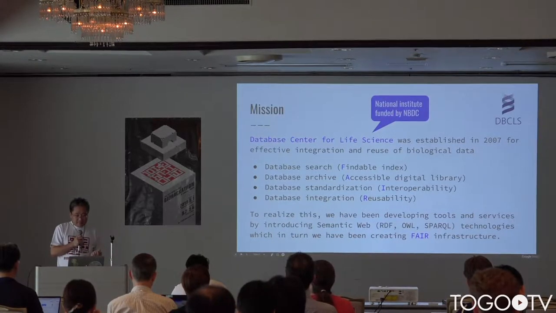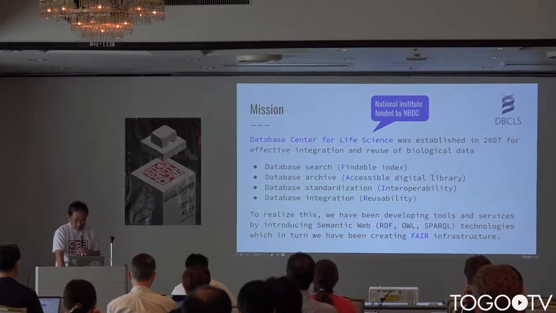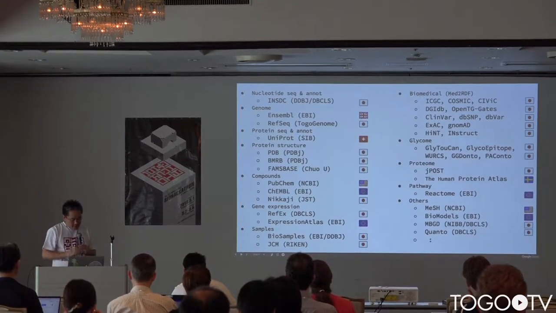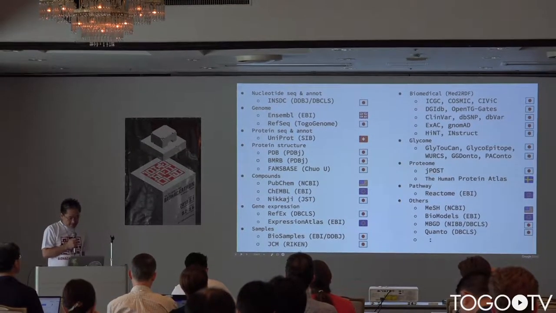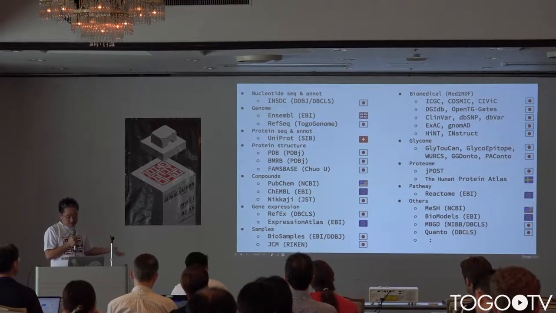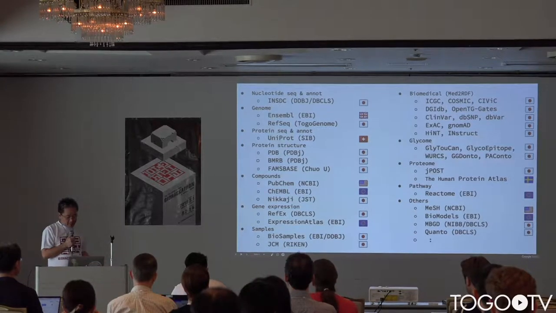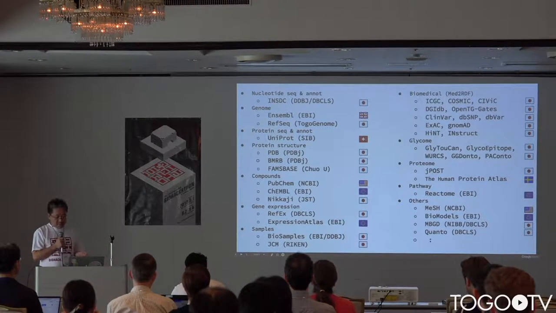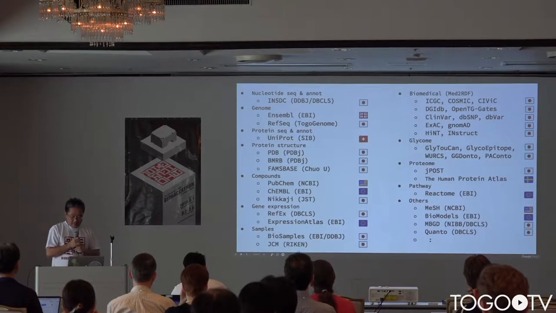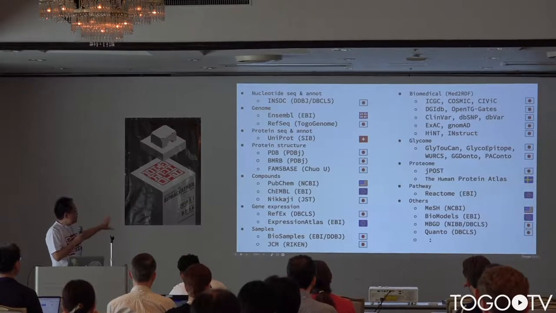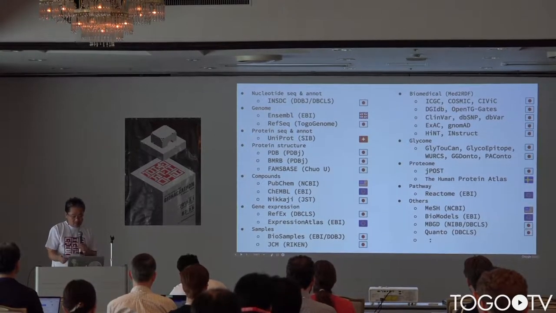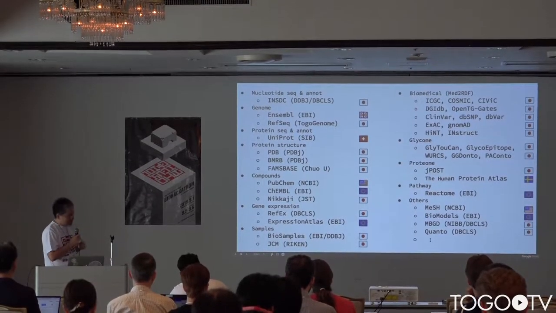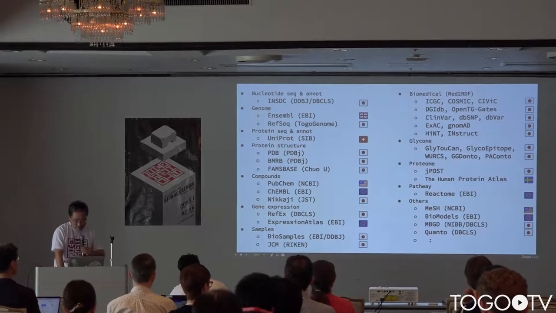So we are using semantic technology to make the FAIR infrastructure over 10 years. And as a result, we have a variety of databases already converted to the semantic web RDF. So you can see nucleotide sequence, genome sequences, protein annotations, structures, compounds, gene expression, biosamples, biomedical datasets, and the glycome, proteome, pathway, and others. So most of those important resources in bioinformatics are already converted to RDF, so you can just start using it. And as you see, Japanese community have contributed a measure of those.